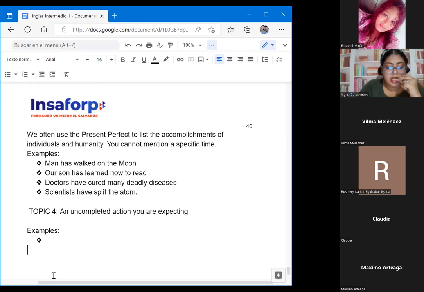James has not finished his homework yet. Susan hasn't mastered Japanese, but she can communicate. Bill has still not arrived and the rain hasn't stopped.